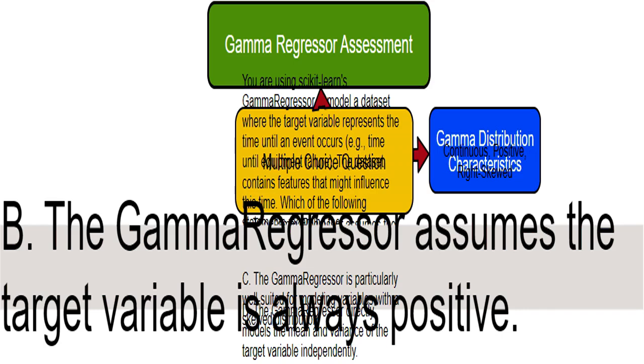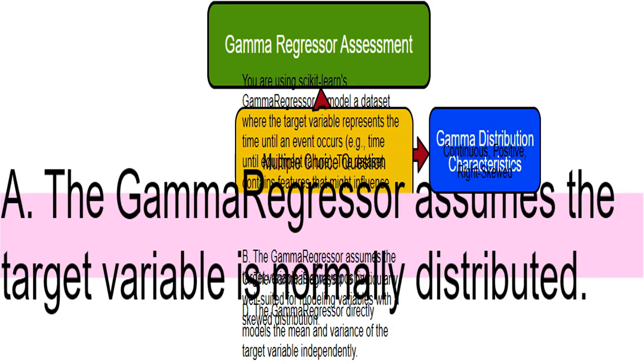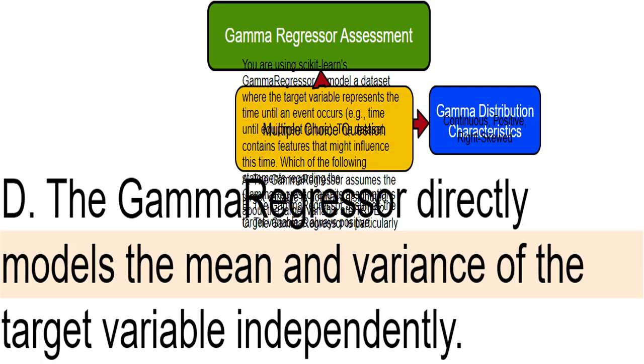This is another multiple-choice option. I'm stating that a key assumption underlying the GammaRegressor is that the value you're trying to predict, your target variable, must always be a positive number. Here's a multiple-choice option. I'm telling you that the GammaRegressor doesn't assume that the target variable follows a normal distribution. That would be incorrect. This is the final option in the multiple-choice question. I'm indicating that the GammaRegressor does not model the mean and variance separately. Instead, it models the shape and scale parameters of the gamma distribution, and these define the mean and variance.